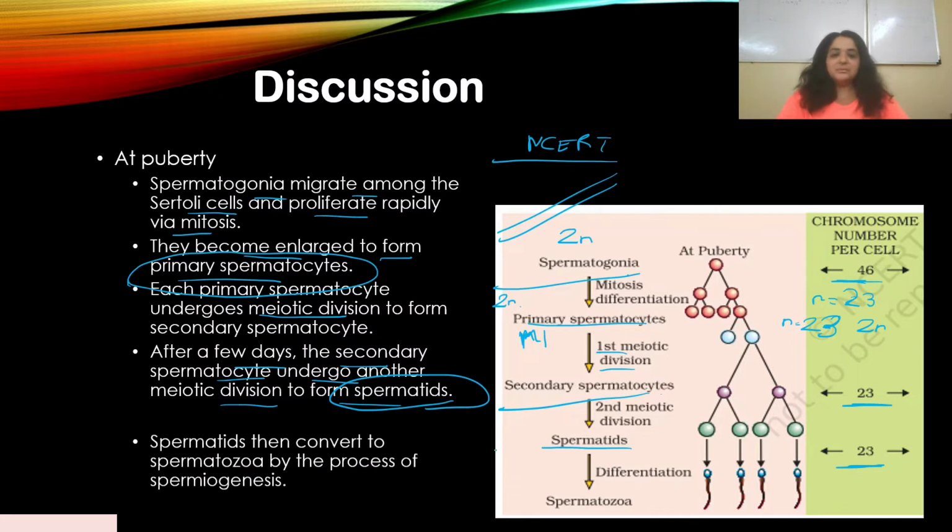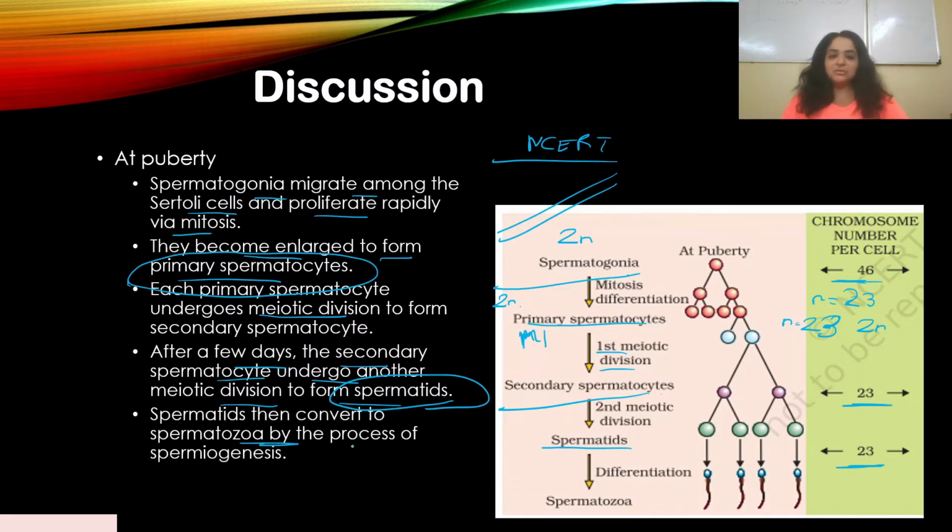Now these spermatids convert to spermatozoa by the process of spermiogenesis. Spermatids are formed and they differentiate into spermatozoa with the help of FSH via the process of spermiogenesis. So FSH is a very important hormone which helps convert spermatids to spermatozoa, the mature sperms that we see.